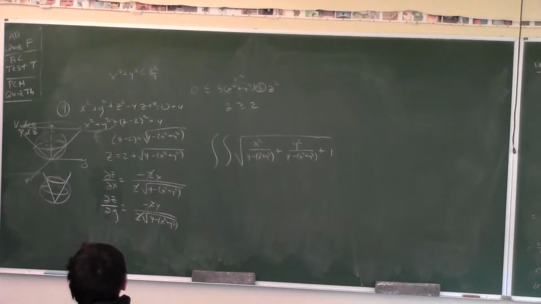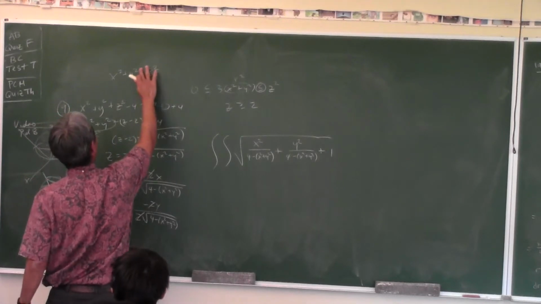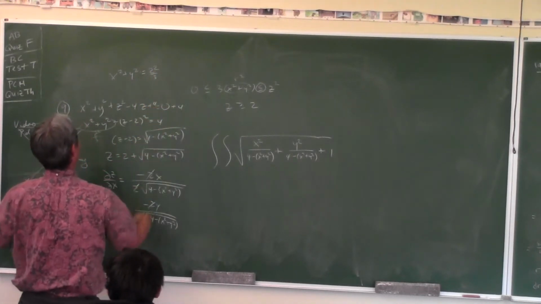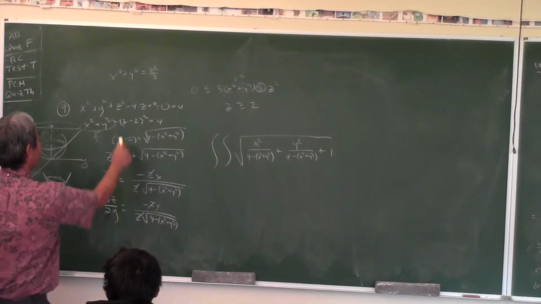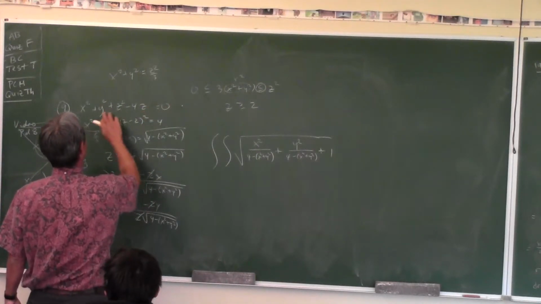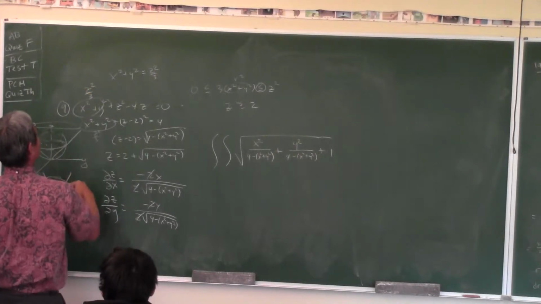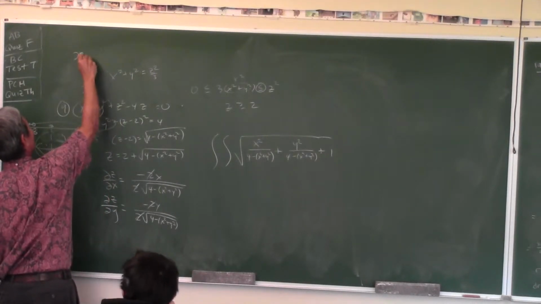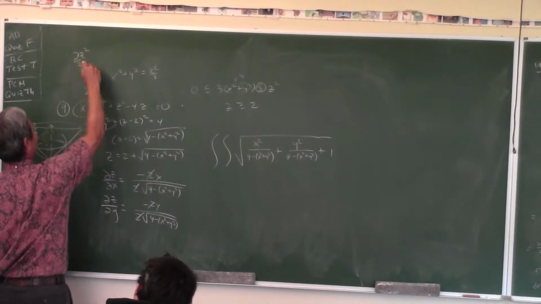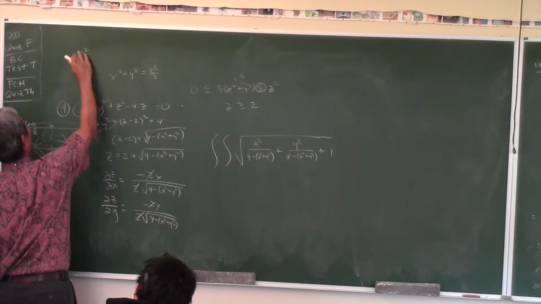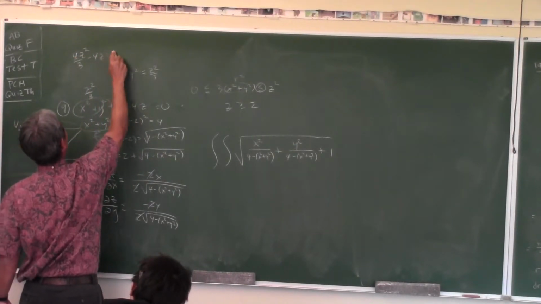X squared plus y squared plus z squared. How do you find where this graph intersects this graph? Don't you just substitute in? Yeah, just do z squared over 3 plus z squared. Let's substitute it in. So we got 2z squared over 3. Is that right? No, 4z squared over 3 minus 4z equals 0.